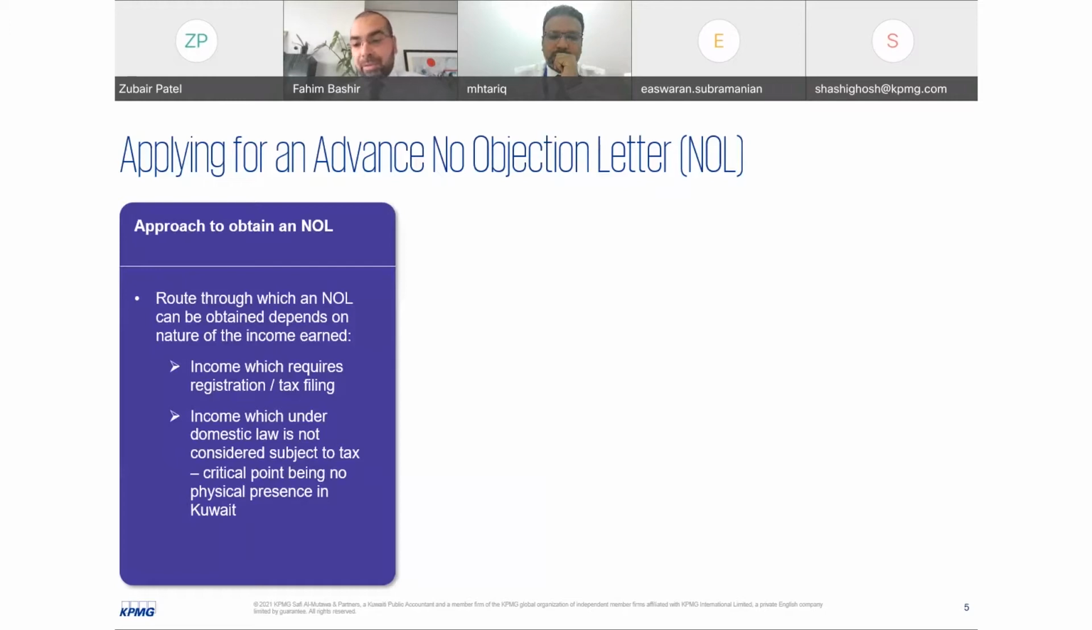But what we want to focus on today is looking at where we can bypass the registration, the filing, and the assessment process on the basis that the income under domestic tax law is not subject to tax in the first place. Okay? And this is the whole concept of the direct. We can also distinguish between Kuwaiti companies and foreign companies, because Kuwaiti companies have clearance certificates.